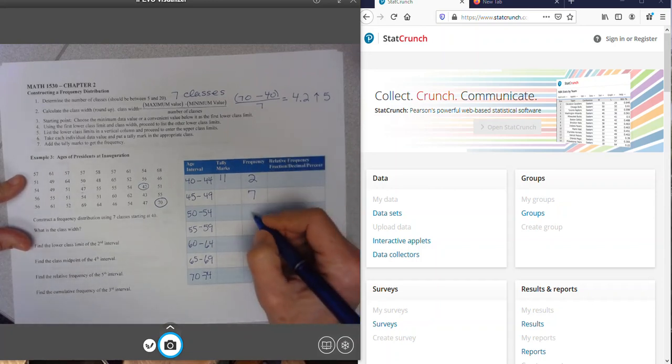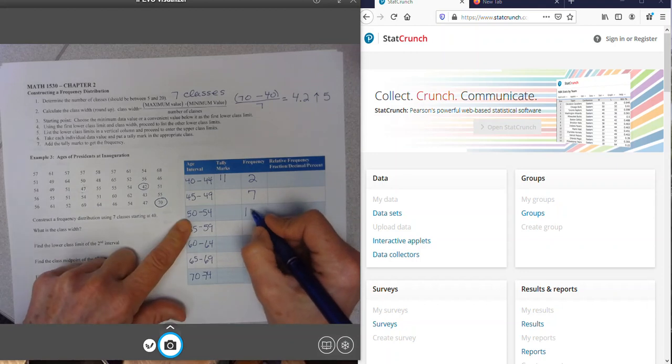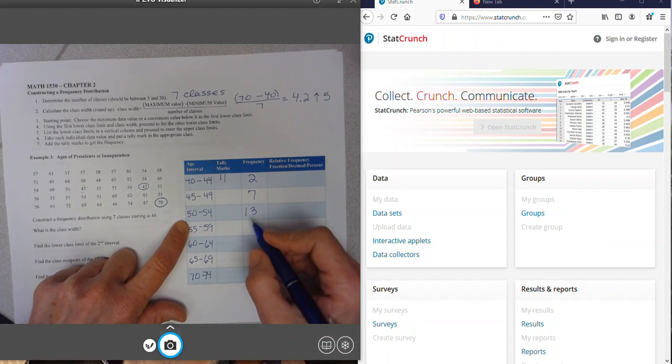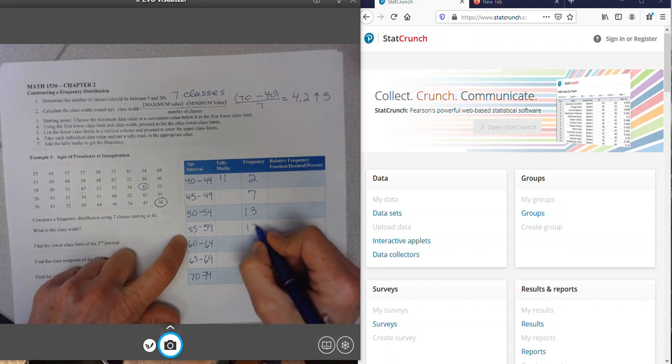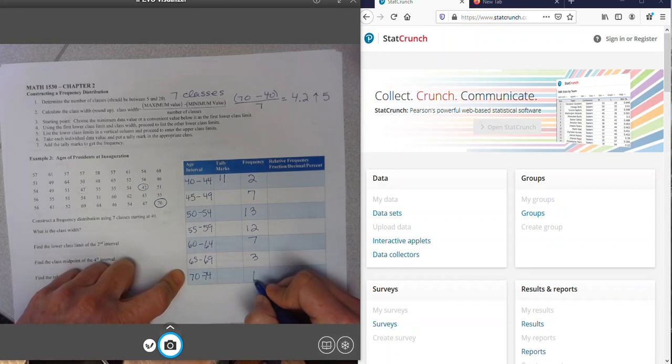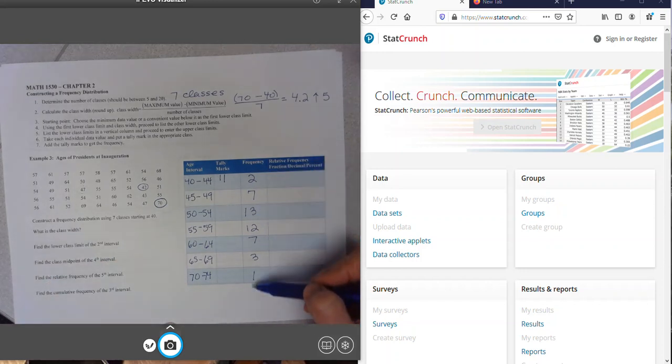We've got 7 in this age bracket. There were 13 presidents that were between ages of 50 and 54 at inauguration, 12 in this class, 7 in this class, 3 and 1. So these are our frequencies.